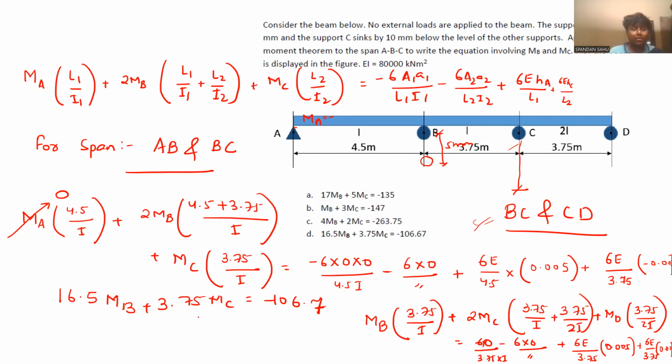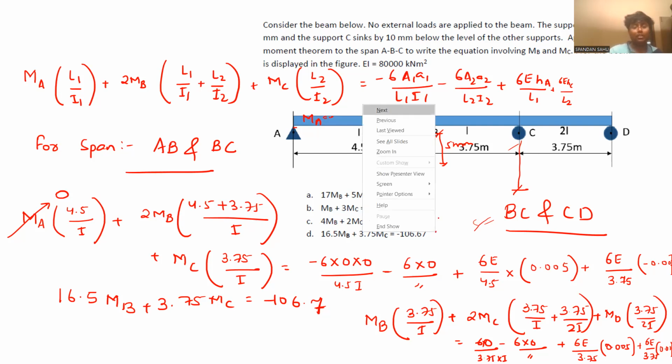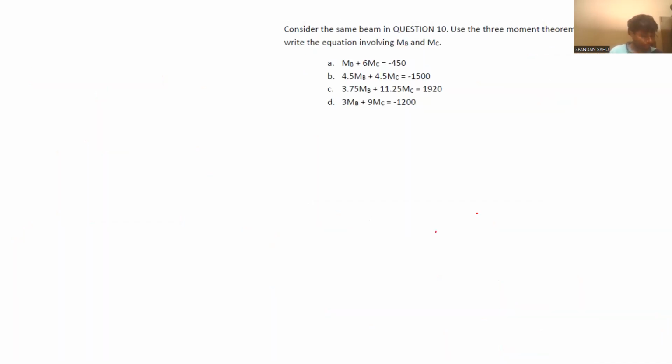Yes, sir. So 16.5, option D. Here they have asked from AB and BC what is the equation. So this is the equation, option D. Now similarly, after solving B and C, you will get 3.75 MB plus 11.25 MC equal to 92 into 10. So option C.